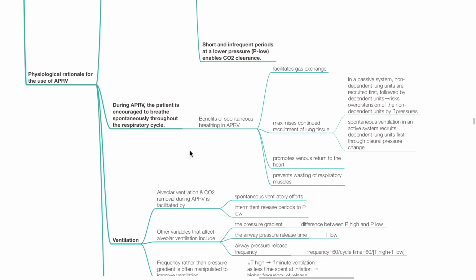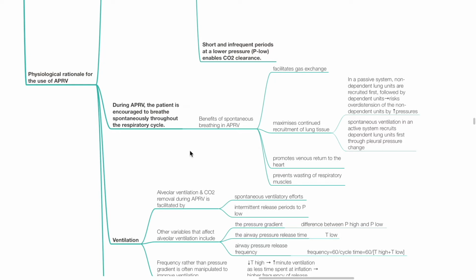During APRV, the patient is encouraged to breathe spontaneously throughout the respiratory cycle. Benefits of spontaneous breathing during APRV include facilitation of gas exchange and maximization of continued recruitment of lung tissue. In a passive system, non-dependent lung units are recruited first, followed by dependent units. This risks overdistension of the non-dependent units by increased pressures. Spontaneous ventilation in an active system recruits dependent lung units first through pleural pressure change.